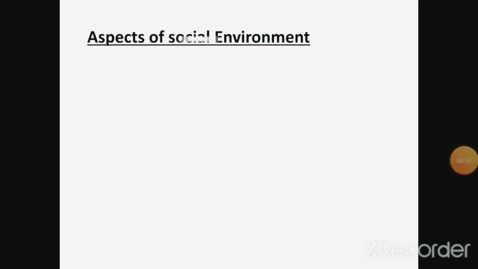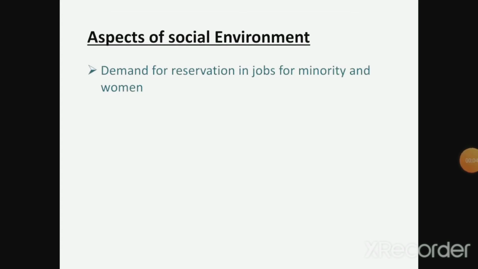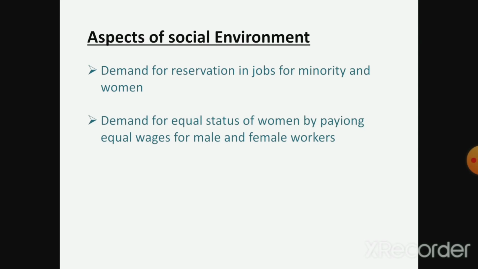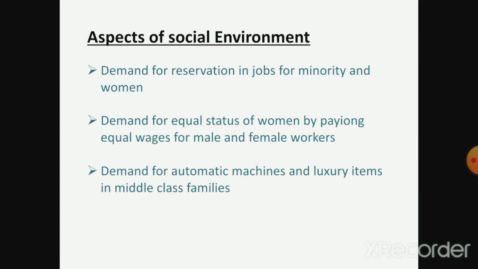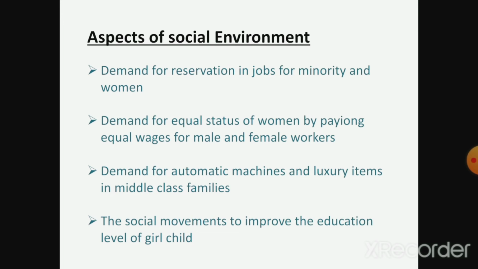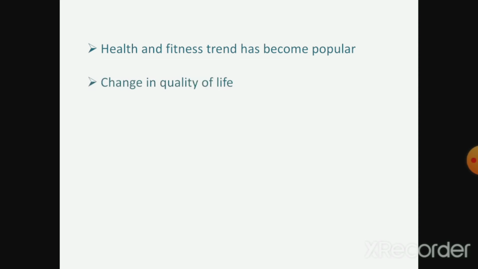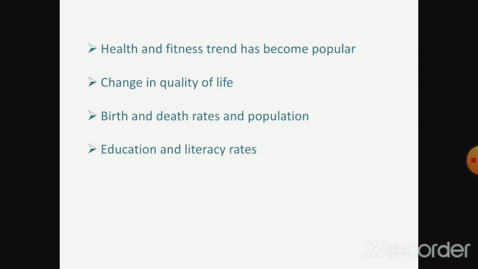Now, there are some aspects of social environment, which are demand for reservation in jobs for minority and women, demand for equal status of women by paying equal wages for male and female workers, demand for automatic machines and luxury items in the middle class family, social movements to improve the education level of girl child, health and fitness trend has become popular, change in quality of life, birth and death rates and population, education and literacy rates, importance or place of women in workforce, etc.